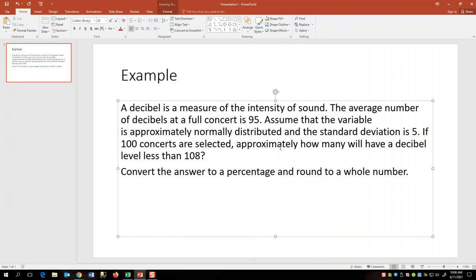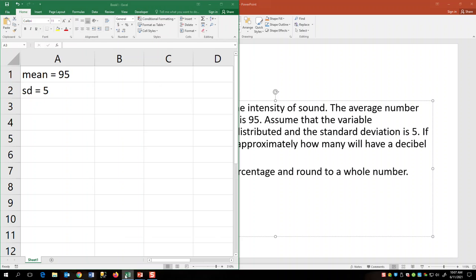If I told you that there's going to be 100 people attending the event, and 50% of them are going to bring hats, well, you take your 50%, 0.50, times your 100 people coming, and you get how many people are going to wear hats. Well, that's the idea here. We first have to find our probability or percent, and then we're going to multiply it times 100. Okay, so have decibel level less than 108.